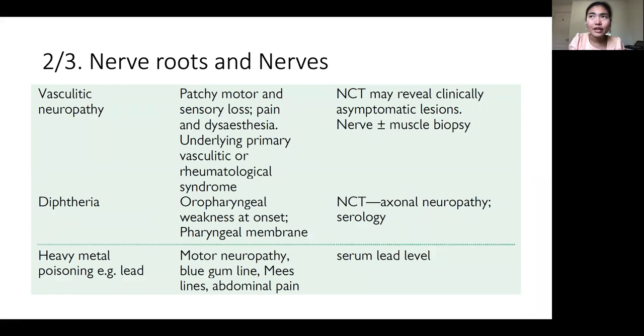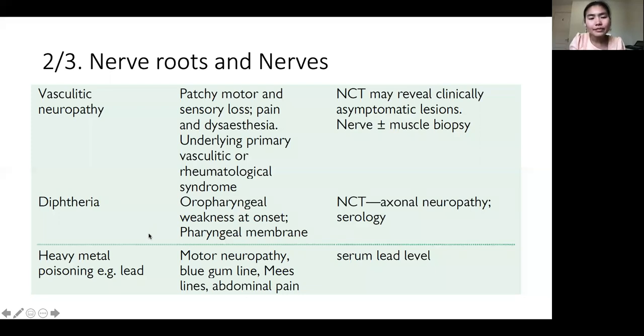vasculitis. So vasculitic neuropathy: the patient might or might not have an already diagnosed primary vasculitic or rheumatological syndrome, and then they will present with what we call multifocal mononeuropathies, as the name says. The patient will have weakness in different areas, so you cannot pinpoint a particular location. There are different attacks at different sites. One very particular characteristic of vasculitic neuropathy is that it can cause significant painful weakness. If a patient is complaining of significant pain, you need to think about vasculitic neuropathy.